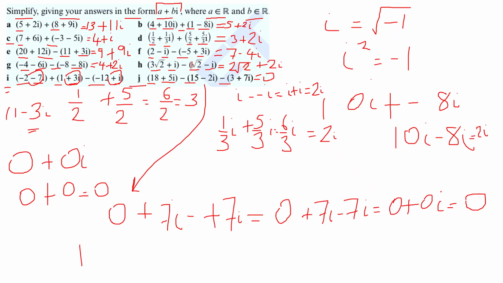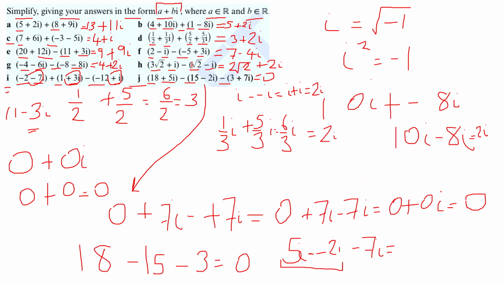So when you collect your real parts, we did 18 subtract 15, then we subtracted another 3 for the real parts, which gave us 0. Then we had 5i subtract negative 2i, and then we subtract 7i. So 5i plus 2i is 7i. 7i minus 7i is equal to 0.